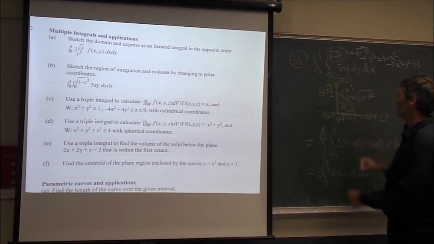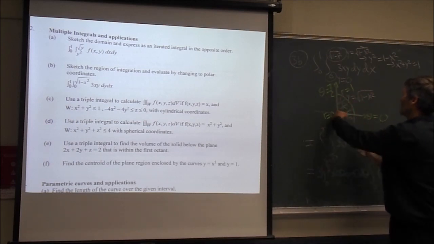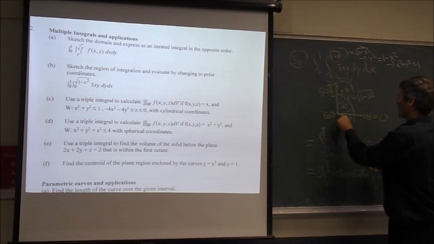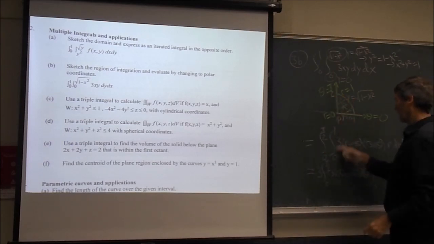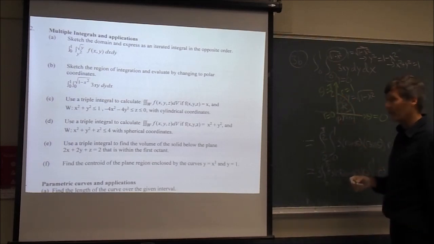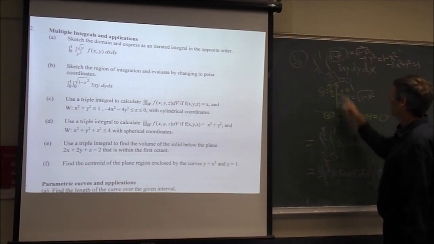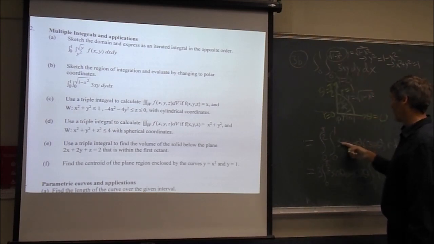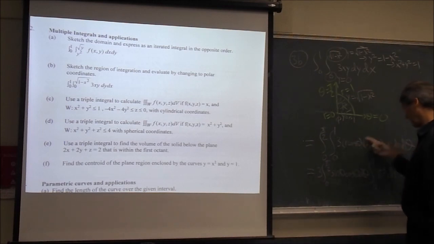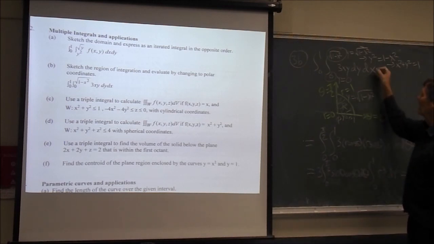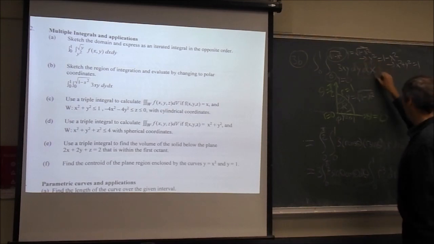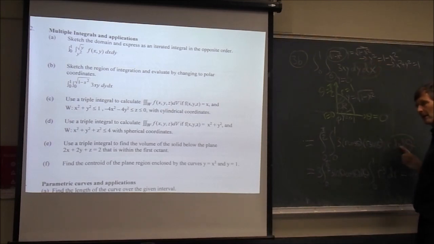So in polar coordinates, theta goes between 0 and pi over 2, r between 0 and 1, and constant endpoints. It is much easier. Now we have to integrate 3xy, so we put the integrand in terms of polar coordinates. 3 times x is r cosine theta, times y is r sine theta. The dy dx gets replaced with r dr d theta, the little area element for polar coordinates.